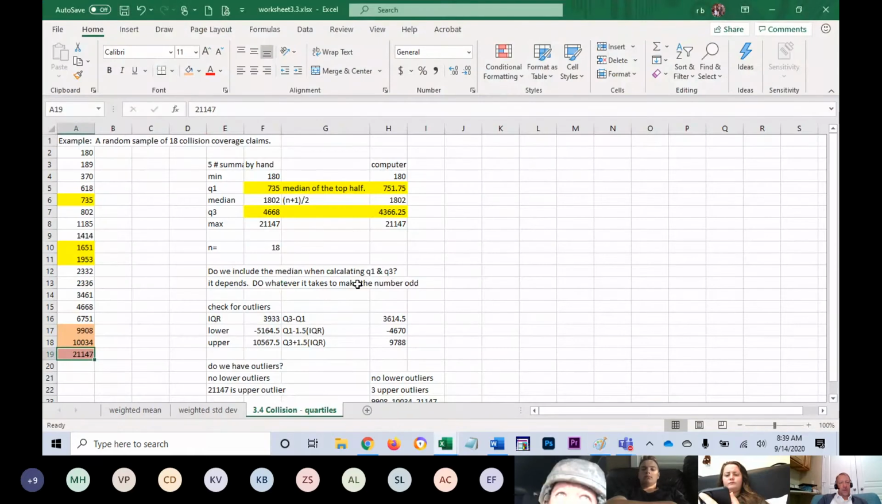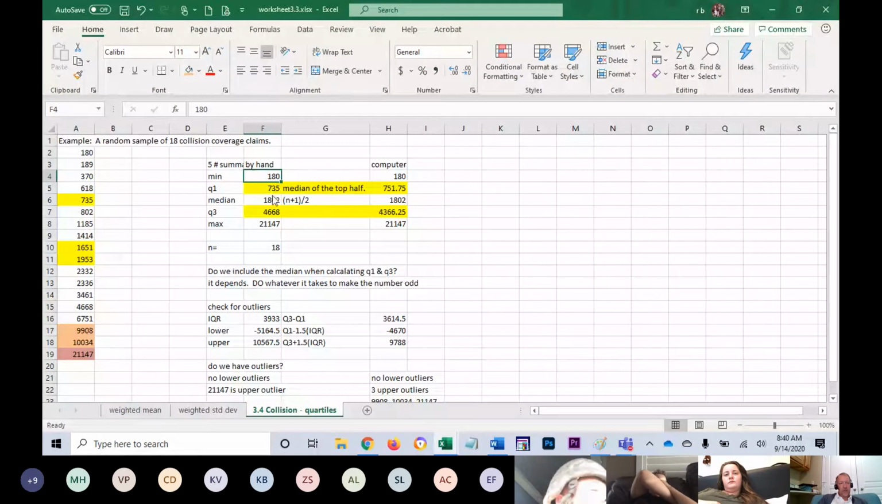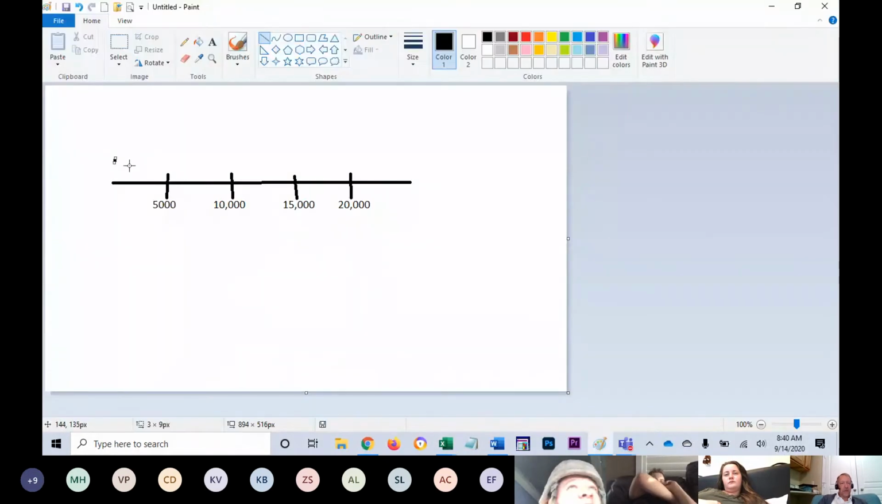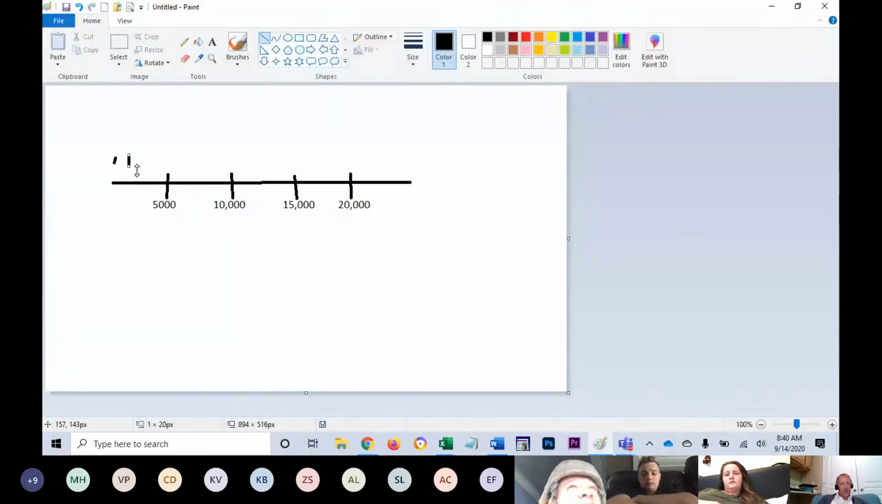All right. Now, I'm trying to decide what I want to do first. So I'm going to start with the minimum. I'm going to draw a little tick mark at about 180, which is very close to 0. And then my next number is 735, which is going to be, I'm going to draw a little line right here at 735. 1802, it's going to be about right here.